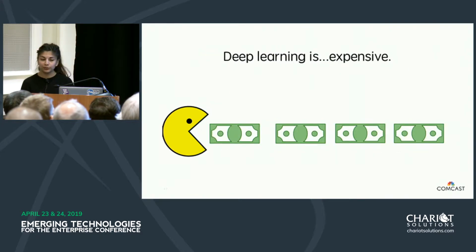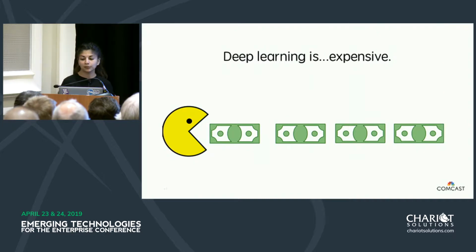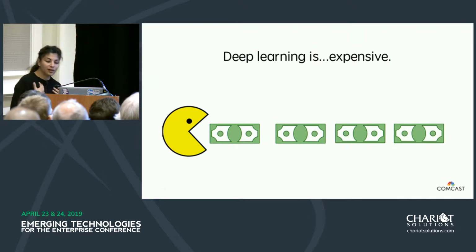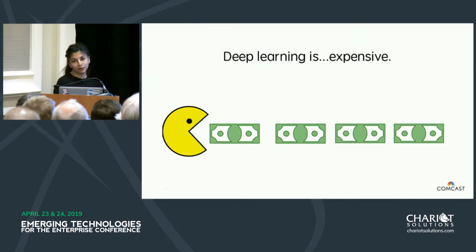All right, so deep learning is also expensive. What I mean by that is because deep learning requires highly parallel computation resources, it requires high performance hardware, and high performance hardware like GPUs gets expensive. And then of course, this is when shortcuts are typically taken.